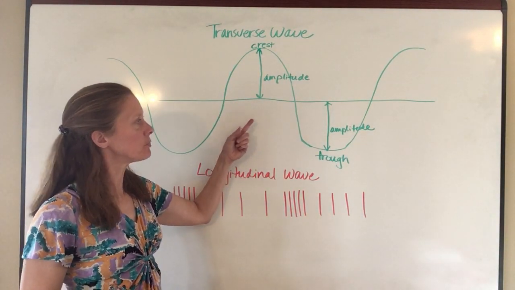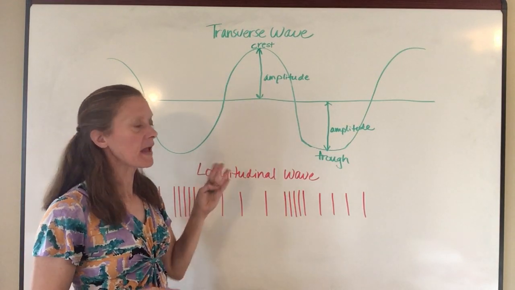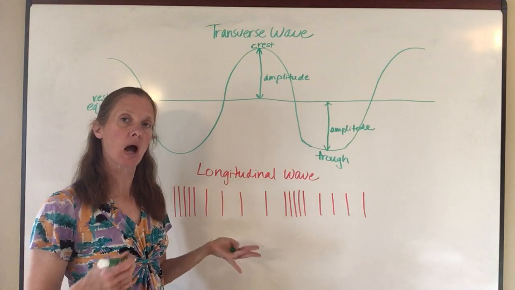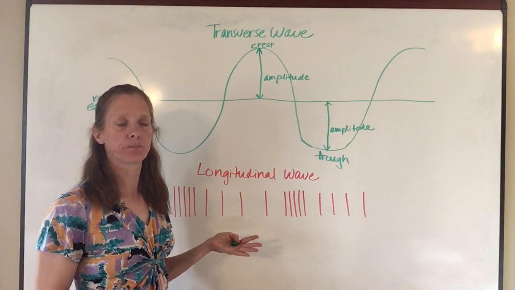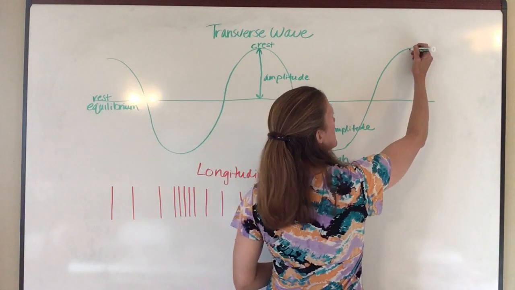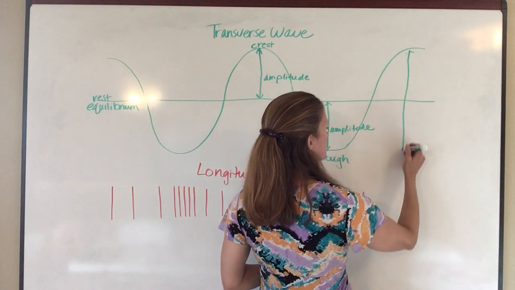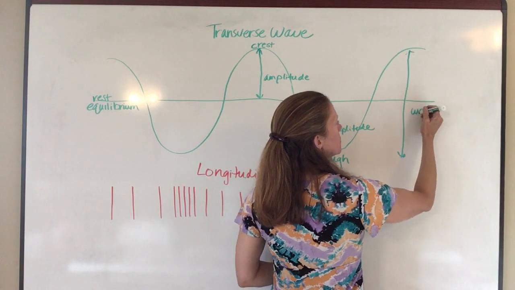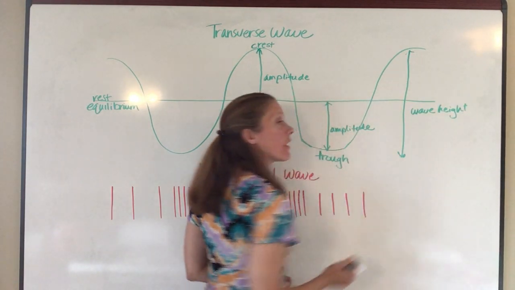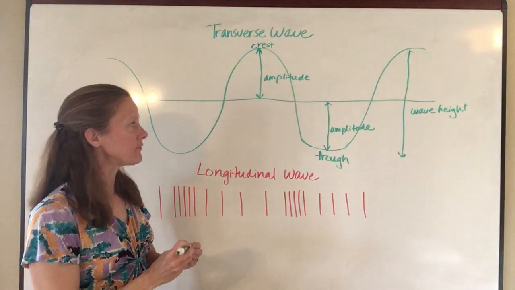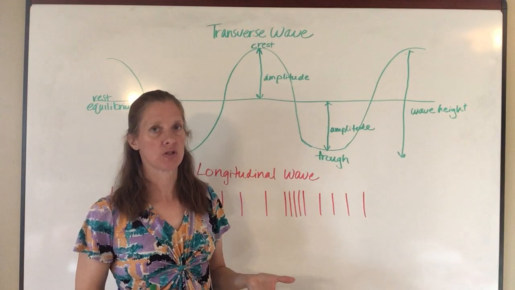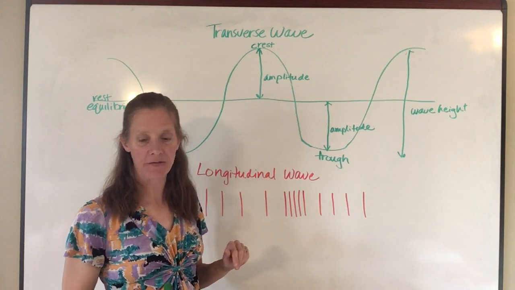Now, what I want you to be aware of is that you may also hear something about a wave height, which is more common for people who are on the ocean to talk about. And so the wave height is going to be from the crest all the way down to the trough. So this is the wave height, but it is not the same as the amplitude. Obviously, the wave height is 2 times whatever the amplitude is going to be. The amplitude is just going to be half.